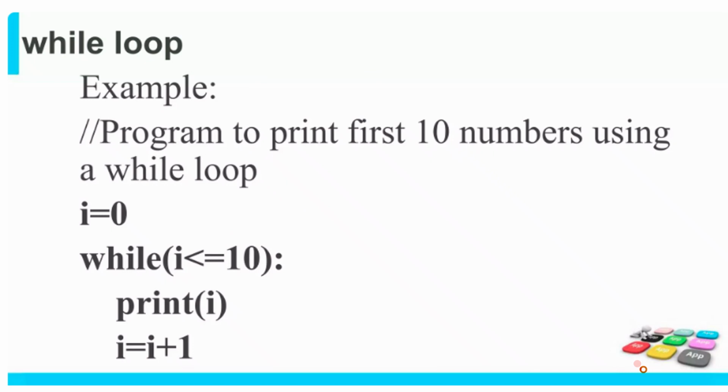So this is the example. We have already seen this one earlier also. So just from the same example, I am going to illustrate how to program in Python to print the first 10 numbers using a while loop.